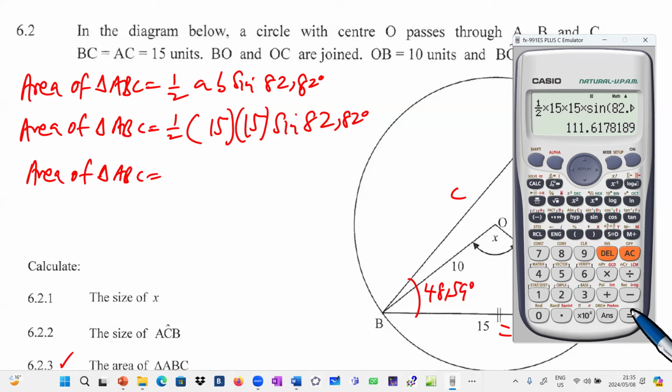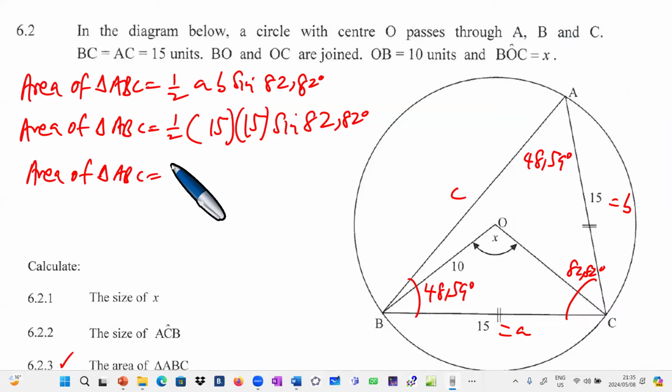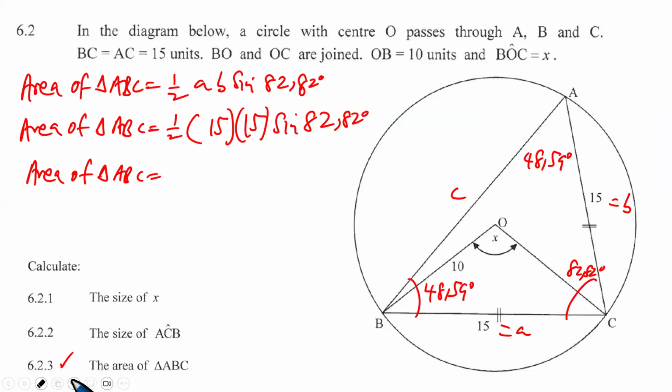Right. What we are seeing clearly is that it is exactly this. So it is 111.62. So this is exactly one. Right. You can write that one down. So it is exactly 111.62 square centimeters.